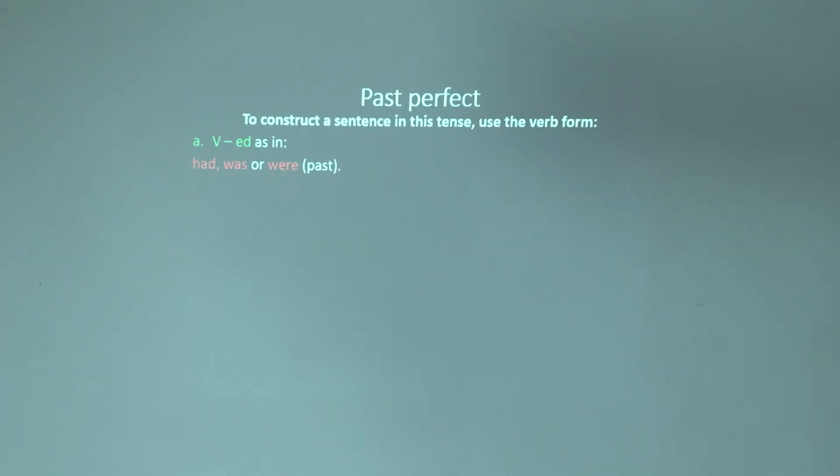Either of them. And then you also need a verb in the V-EN form. A verb in the perfect form. That is the perfect form of our verb. Examples of verbs in the perfect form.